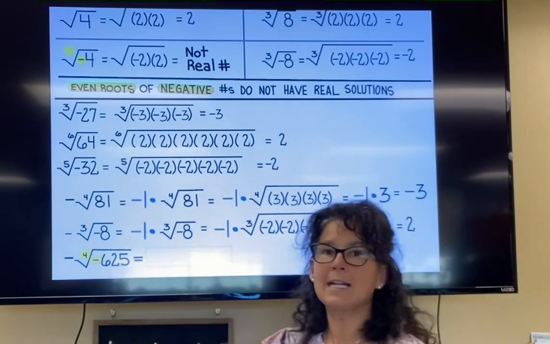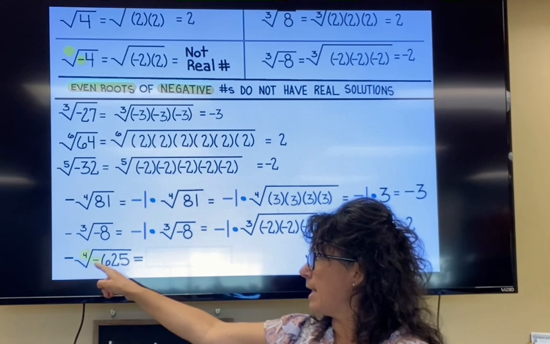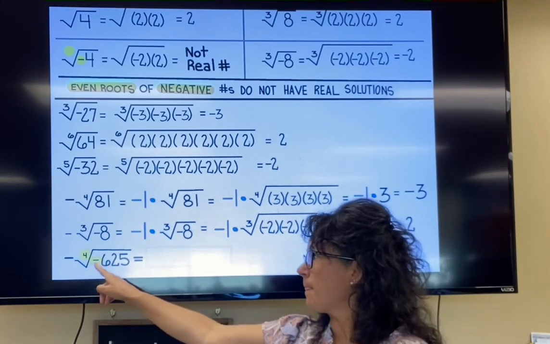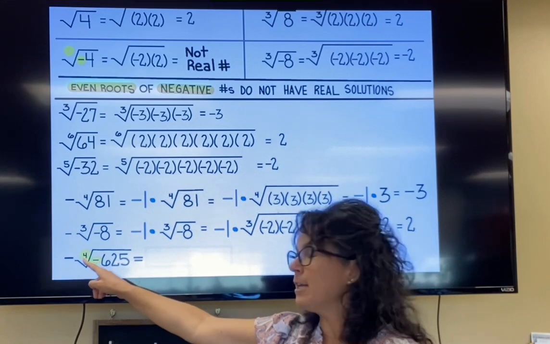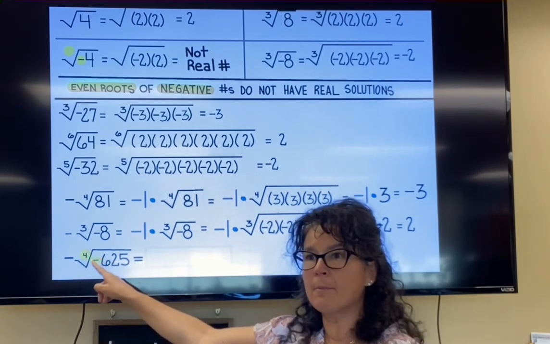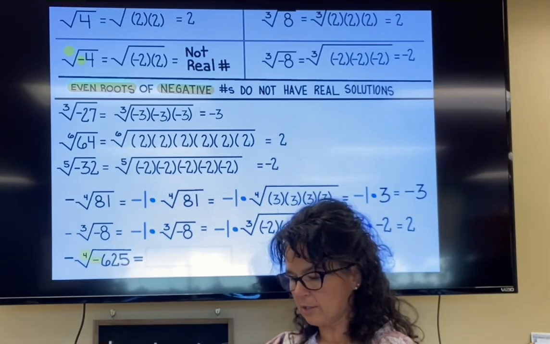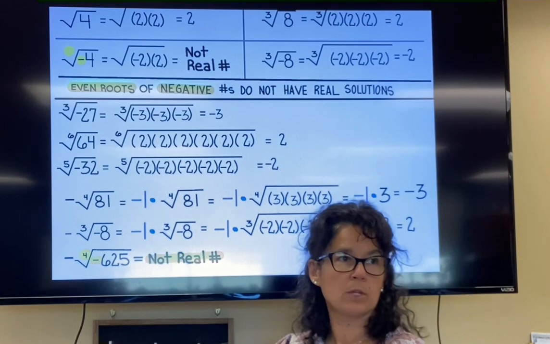Okay, and then this last example, there is a negative underneath here, and that's an even root. You cannot take an even root of a negative number and get a real solution. So immediately, I know that this is no real solution.